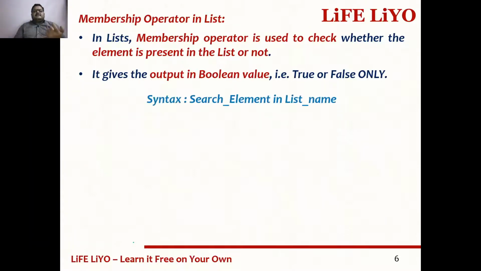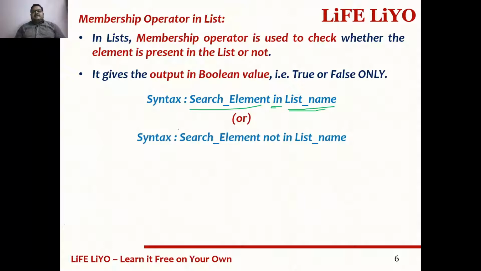So the syntax is: search element, in, list name, where the element which we want to search comes before the in operator. We also have another membership operator called not in: search element, not in, list name. So these are the two ways. In will give true when the element is available, and not in will give true when the element is not available.